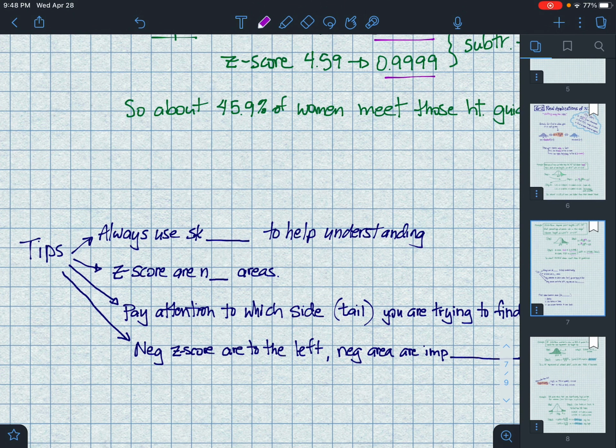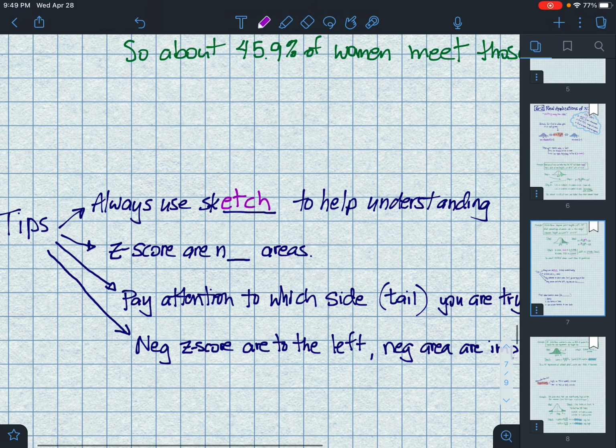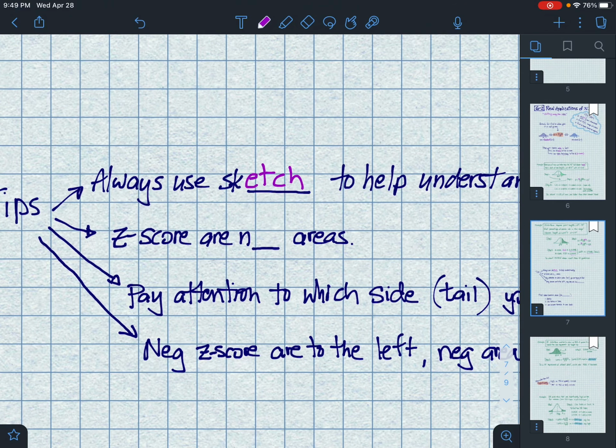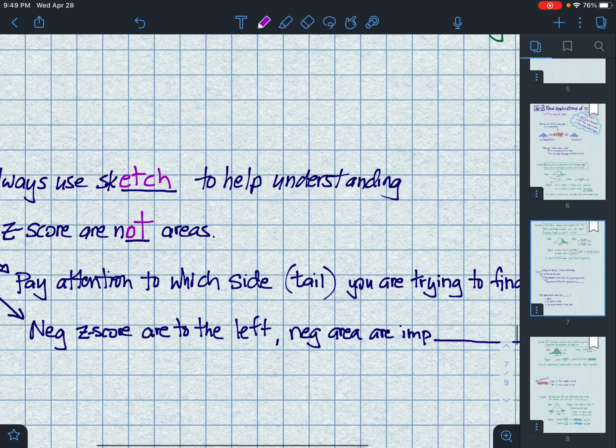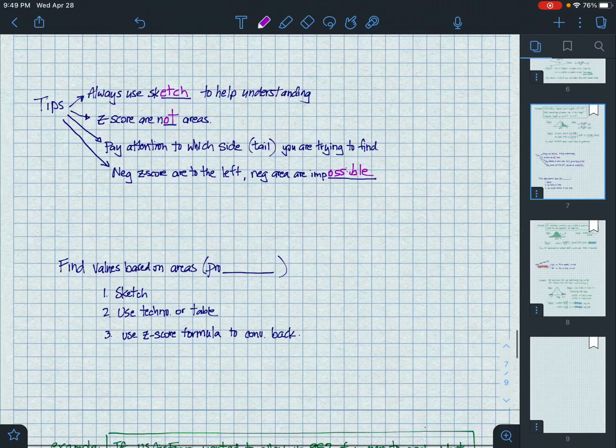All right, tips. Number 1, always sketch. It helps you understand, it makes sure that you're finding the right piece. Z-scores are not the areas. They help you find the areas, and the areas are not the z-scores. Pay attention to which side of the tail you're trying to find. And don't forget, negative z-scores mean the values are to the left, but negative areas are not possible. So don't ever answer a negative probability, right? That would not make sense.